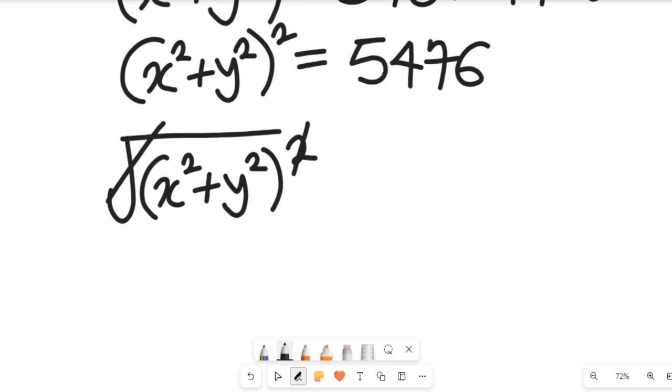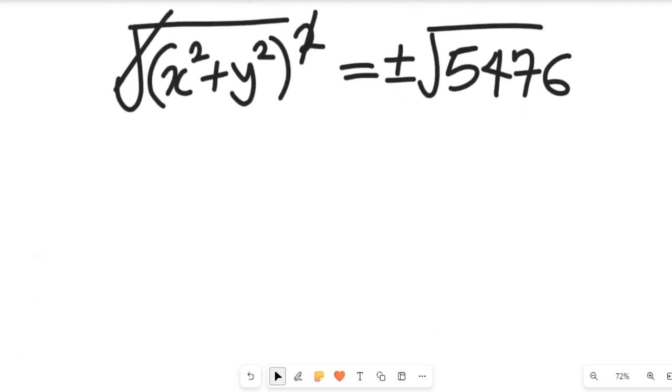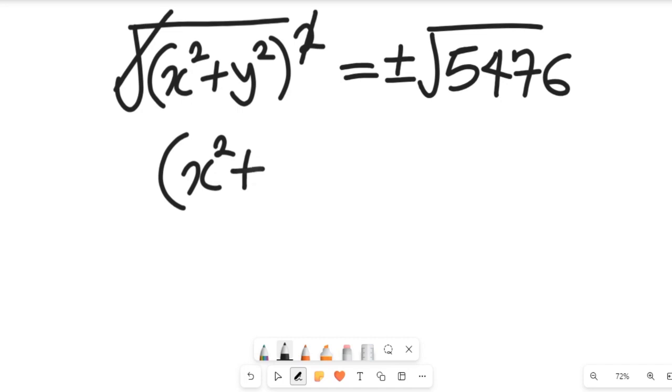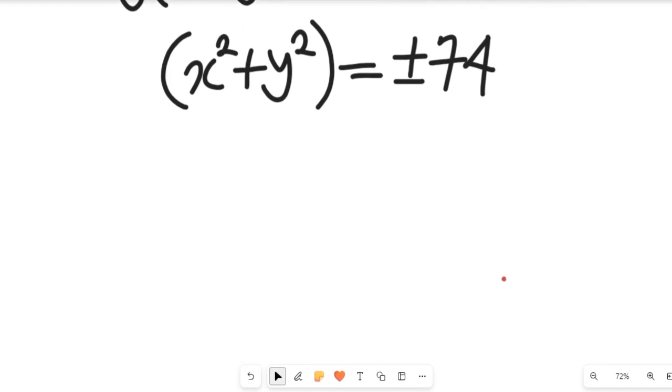So this will clear this, as we'll have this other side to give us plus or minus the square root of 5476. Great. So x squared plus y squared will be equal to the square root of 5476, which is going to give us plus or minus 74. So we have two expressions. From that point, we are going to have two expressions.